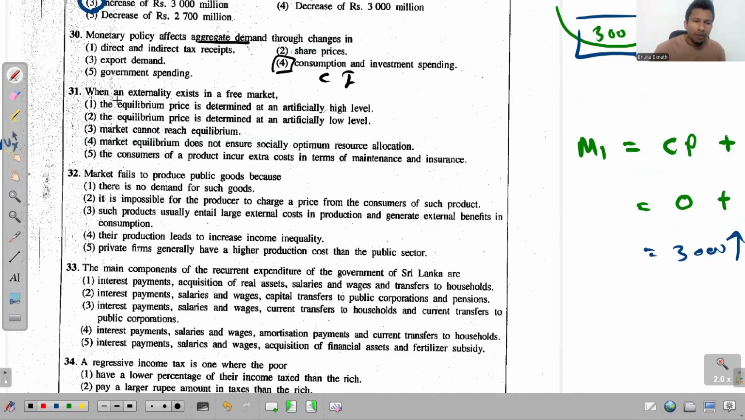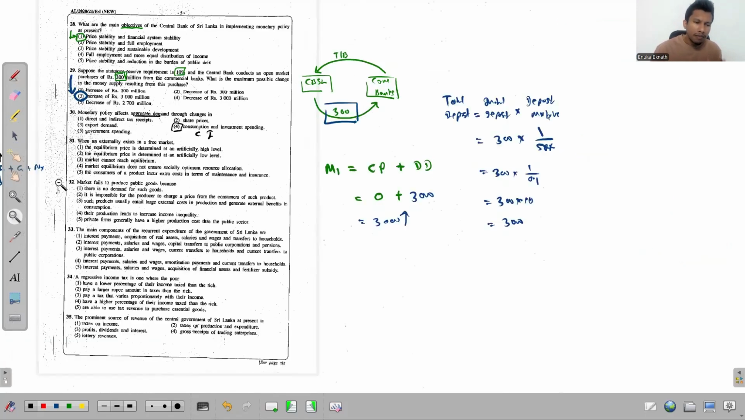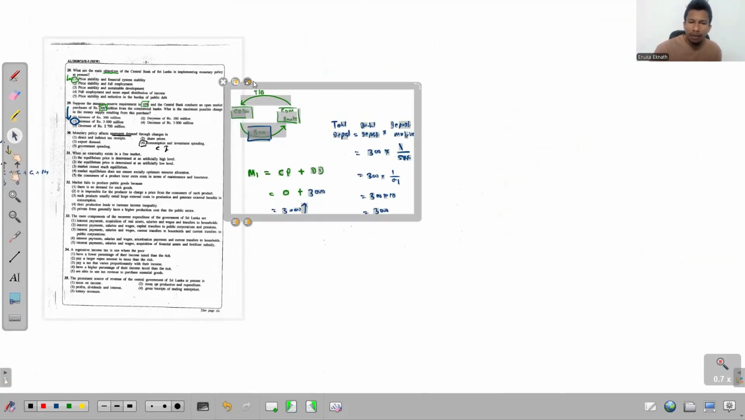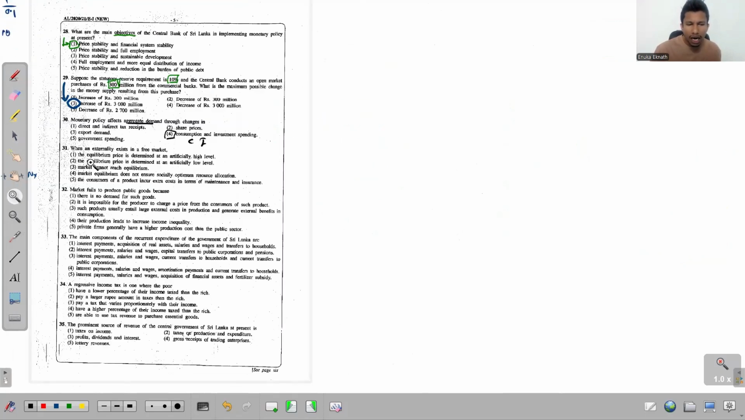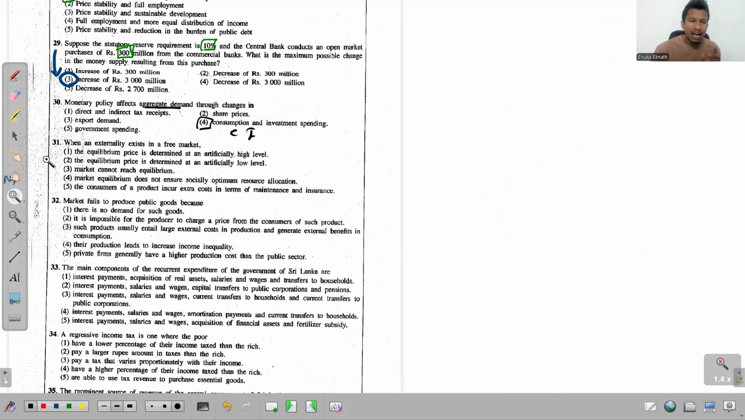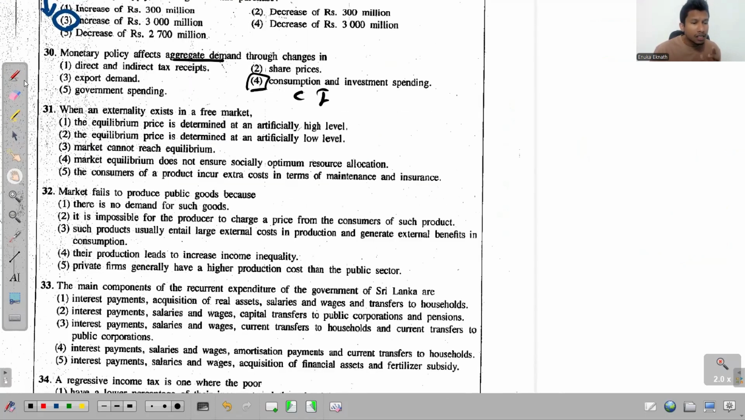In question 31, it says, when an externality exists in a free market. Of course, if it's a free market economic system, externalities exist and the market does not consider these externalities. The reason is the market forces, I mean demand and supply, will be decided totally based on private benefit and private cost, and the externalities will not be considered.